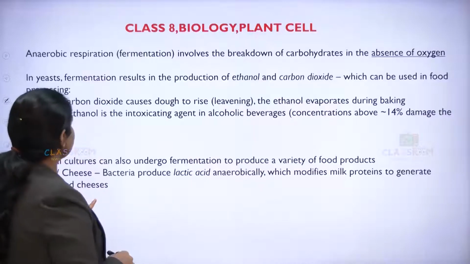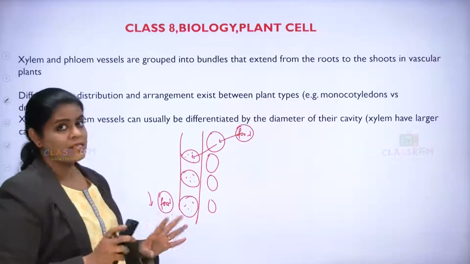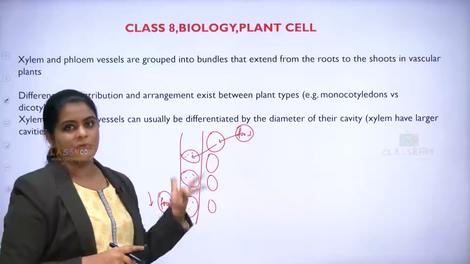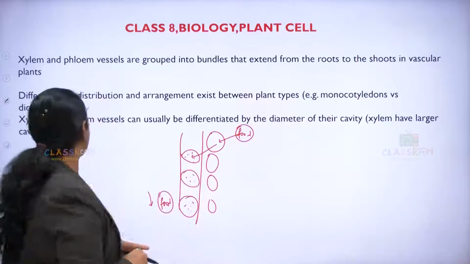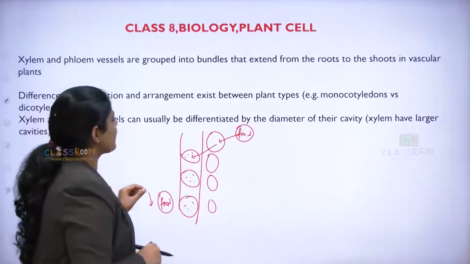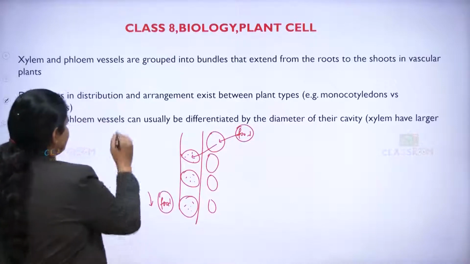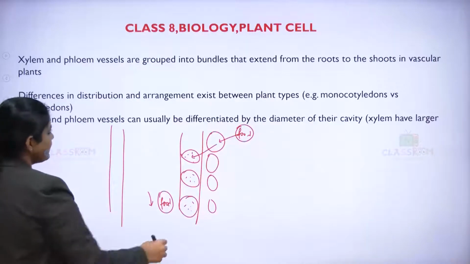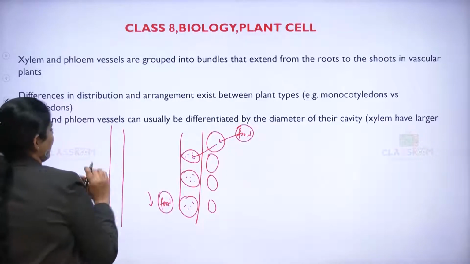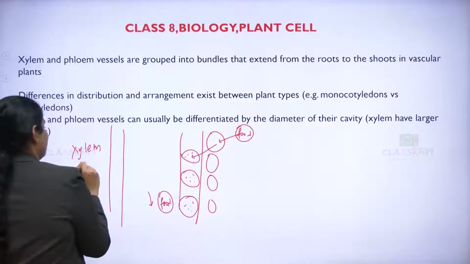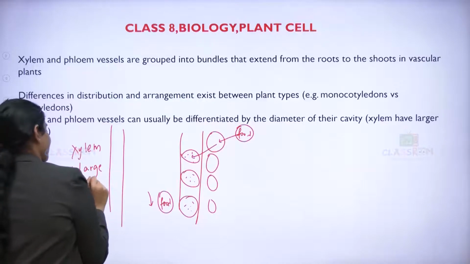So, we have also studied the differences between xylem and phloem, and they vary from type to type, if it is a monocotyledon or a dicotyledon. Xylem and phloem vessels can usually be differentiated by the diameter of their cavity because they both pretty much look like this. Xylem has a large cavity, alright, that is how you need to remember. Xylem has large cavities.